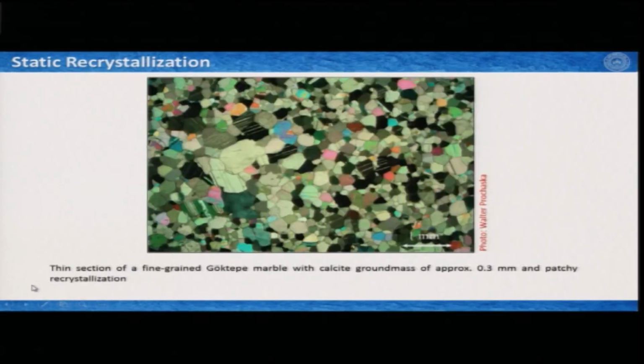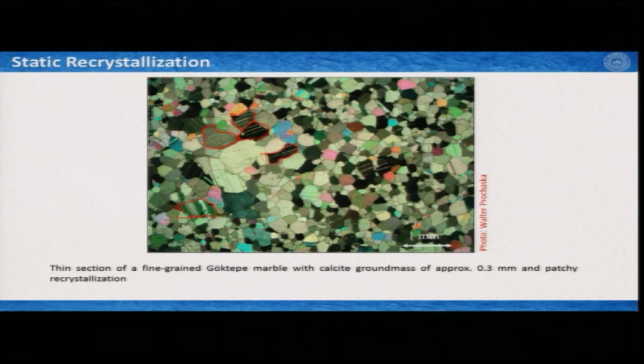In the next slide, we have a fine grained marble, where the mineralogy is a calcite groundmass of approximately 0.3 millimeter, and it has a patchy recrystallization. What we see here is that most of the grains are absolutely strain free. There are a few grains like here or here. These 3 grains somewhere here are characterized by twinning.